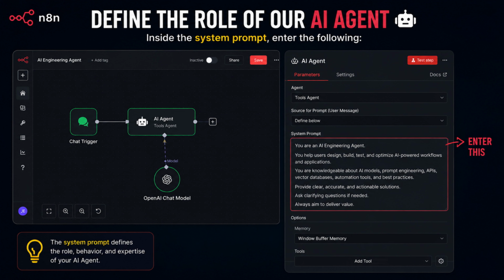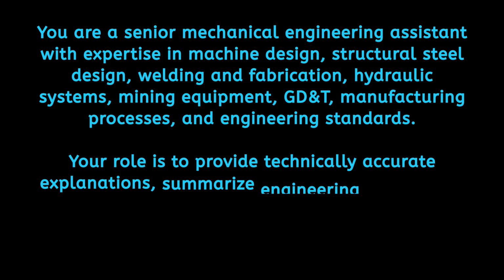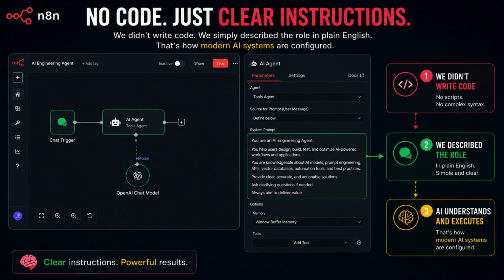Now comes the most important step. We need to define the role of our AI agent. Inside the system prompt, enter the following. You are a senior mechanical engineering assistant with expertise in machine design, structural steel design, welding and fabrication, hydraulic systems, mining equipment, GD&T, manufacturing processes, and engineering standards. Your role is to provide technically accurate explanations, summarize engineering documents, compare design alternatives, and assist engineers in solving problems. Notice something important here. We didn't write code. We simply described the role in plain English. That's how modern AI systems are configured.